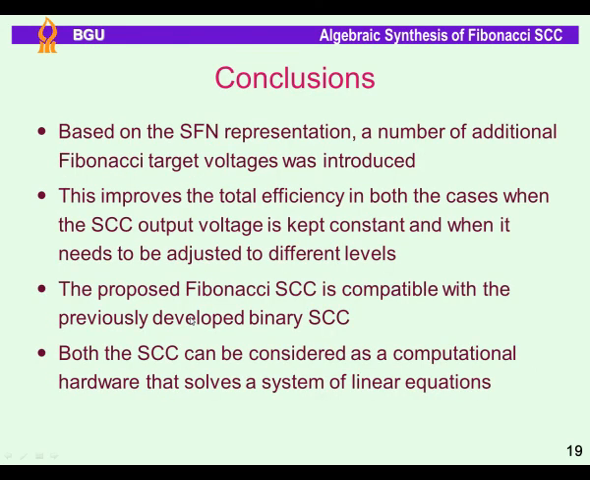This brings me to the conclusions. So, based on the SFN representation, a number of additional Fibonacci target voltages was introduced. This improves the total efficiency in both the cases when the SCC output voltage is kept constant and when it needs to be adjusted to different levels. Another important upshot is that the proposed Fibonacci SCC is compatible with the previously developed binary SCC. Both the SCC can be considered as a computational hardware that solves a system of linear equations.